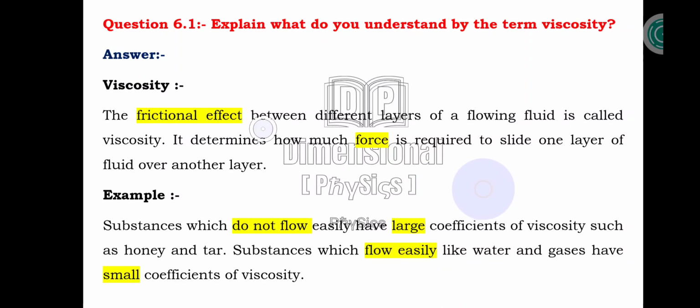The frictional effect between different layers of a flowing fluid is called viscosity. It determines how much force is required to slide one layer of fluid over another layer. For example, substances which do not flow easily have large coefficient of viscosity, like honey and tar. Substances which flow easily, like water and gases, have small coefficient of viscosity.